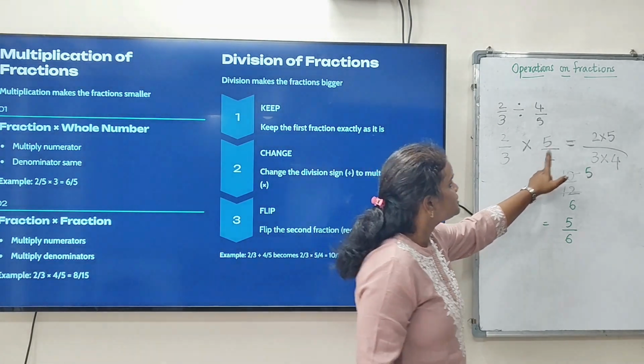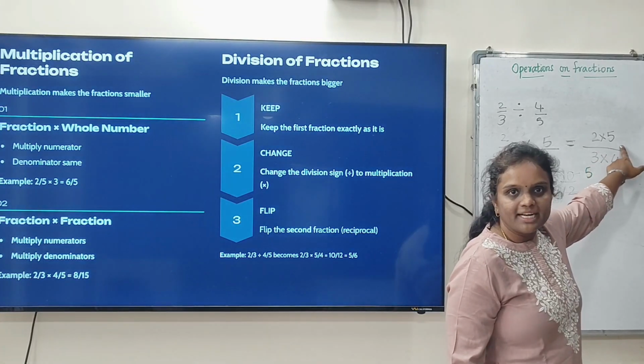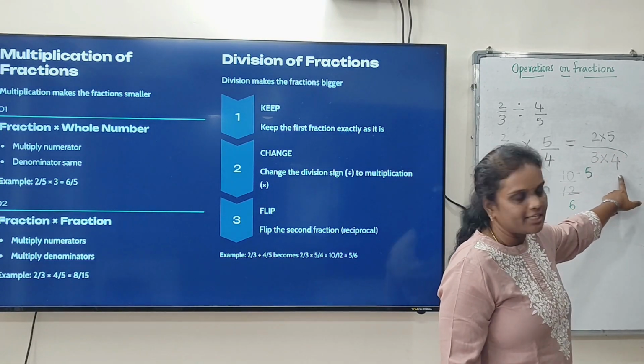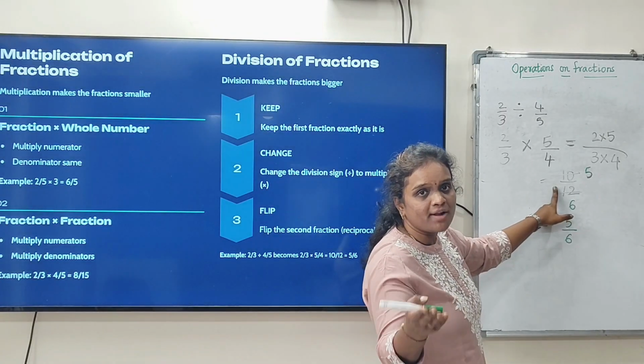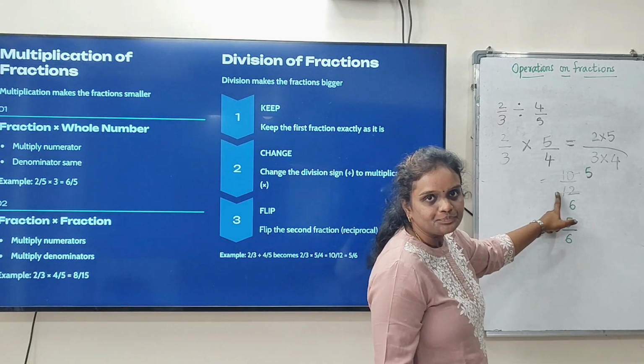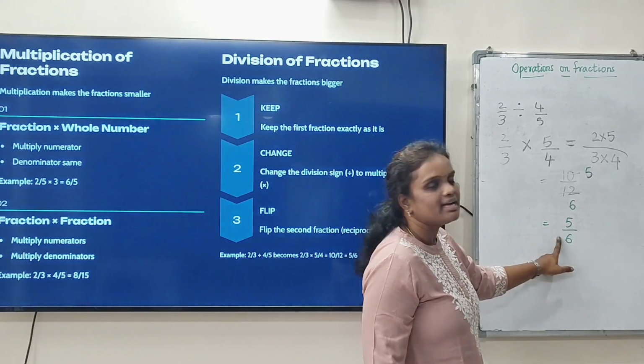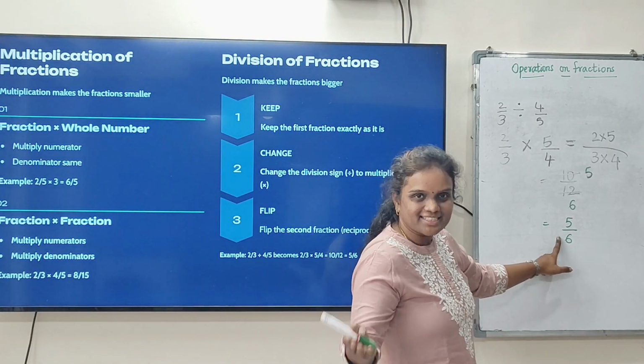How to do the multiplication? Multiply the numerator with numerator and denominator with the denominator. You get 2 into 5 is 10 and 3 into 4 is 12. So the fraction is 10 by 12. Simplify the fraction. You get the answer as 5 by 6.